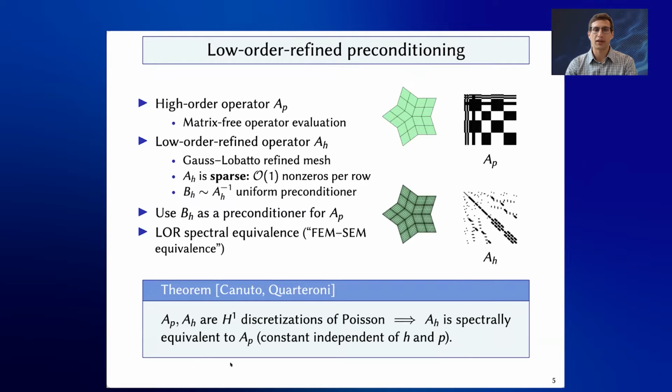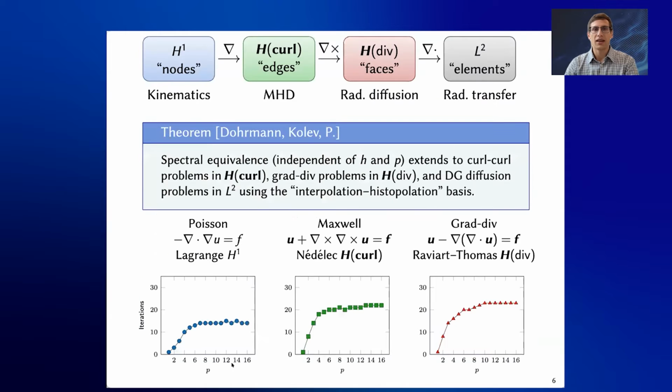This theorem holds for discretizations in H1. Together with Clark Dohrmann and Sanyo, we extended this to the full de Rham complex. If we want this technique to be applicable to different kinds of physics, we're going to want to be able to solve, for instance, definite Maxwell problems or grad-div problems. You can do this approach on these problems if you use something called the interpolation-histopolation basis, which is a special but also very natural basis for these vector finite elements. This lets us handle different kinds of physics using the finite element de Rham complex.